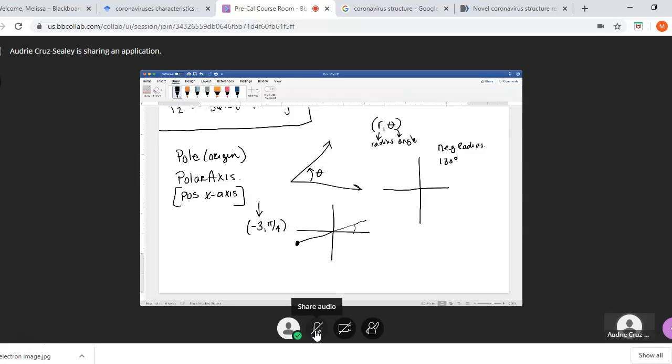Okay, so in polar form, if you have a negative radius, you go ahead and travel to where you need to travel. But since it's a negative radius, you're going to actually flip it 180 degrees.